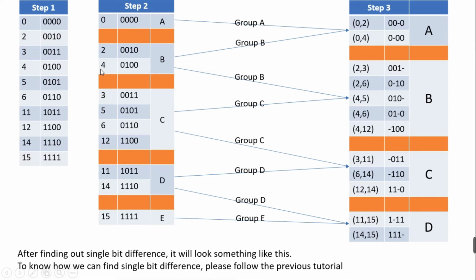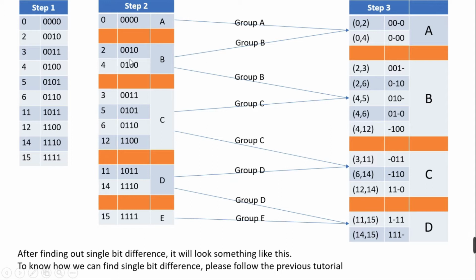If we compare 0 with 4, then we'll be getting 0 dash 0 0. That's because the binary number for 0 is 0 0 0 0, and the binary number of 4 is 0 1 0 0. So at this second place it is 1, but at the second place of 0 it is 0. So there's the difference. The place where we get the difference, we put a dash right there, and all the other places remain the same for both the numbers. So this is what we'll be getting from group A and B.